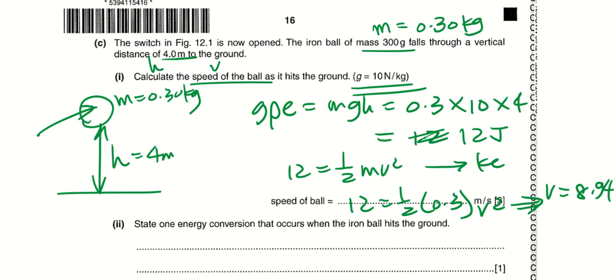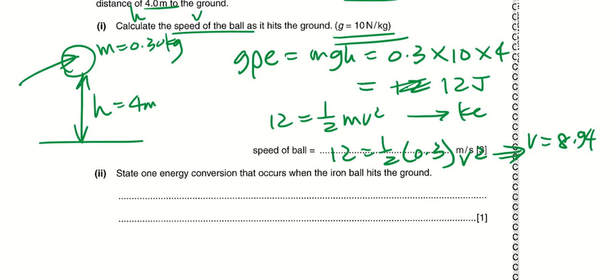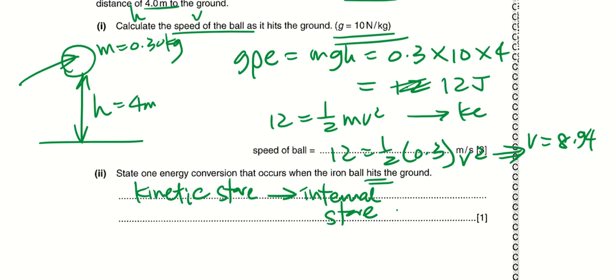Okay. So state one energy conversion that occurs when the iron ball hits the ground. So now it's hitting the ground. It's not when it is falling. So it will be from kinetic energy, energy in the kinetic store, to energy in the internal store of the surrounding of the ball, which is thermal energy also. Okay, thermal energy.